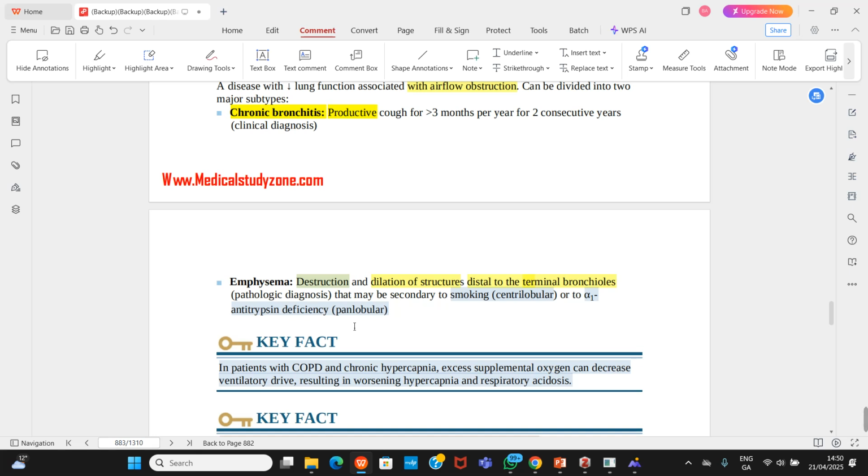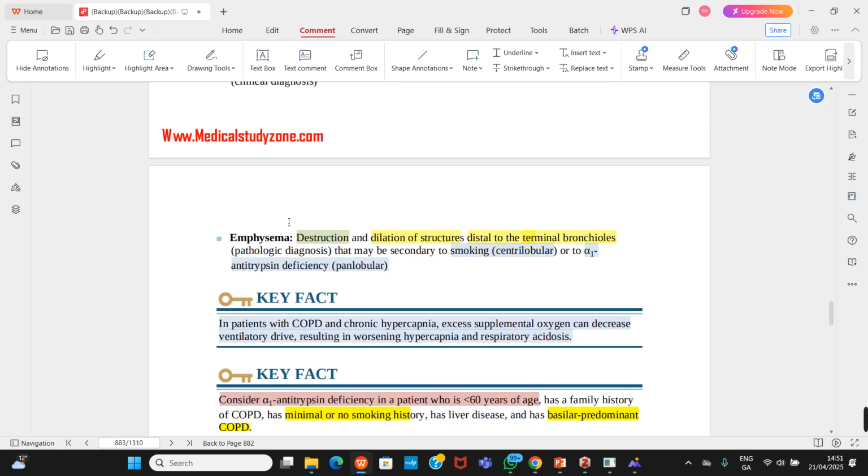The way I remember it is pan. We put the pan on the fire, so what burns? The fire burns the base of the pan. That means if it's panlobular, it's going to be the base of the lungs. The centrilobular usually affects the upper part of the lungs.